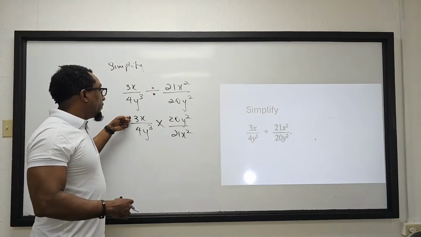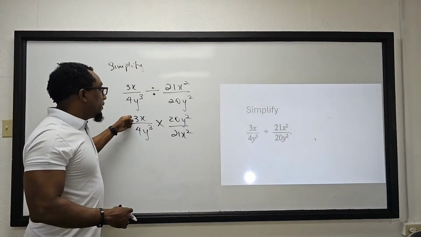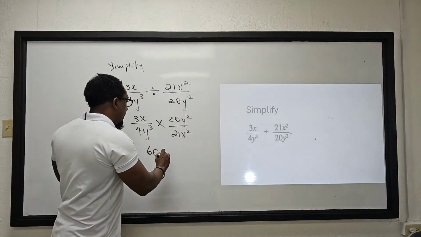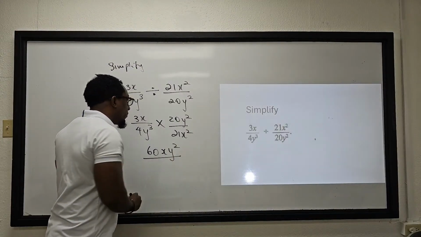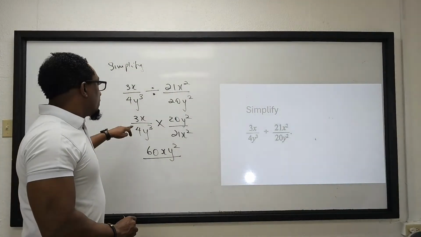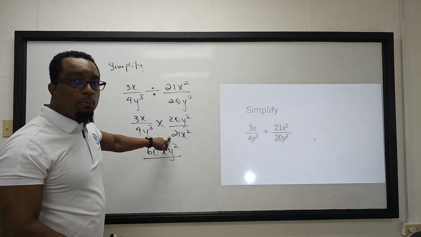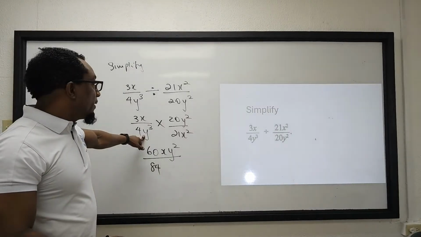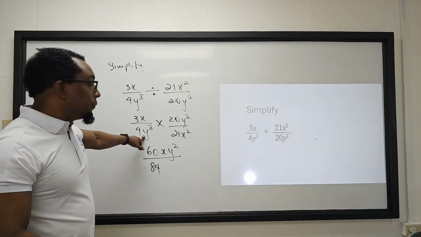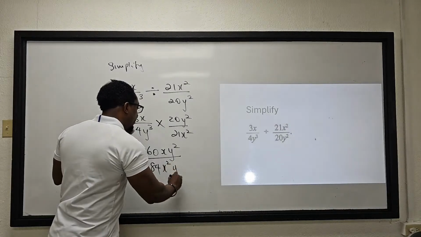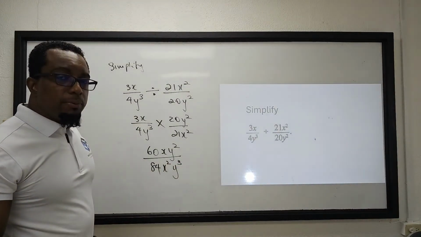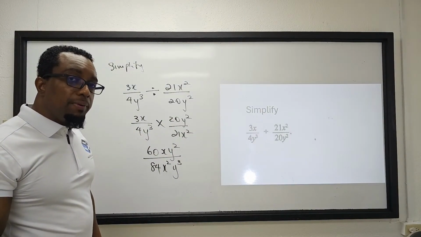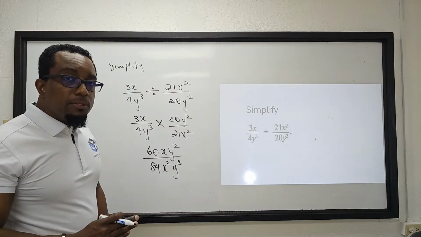So you can multiply 3x by 20y squared. 3 by 20 will give us 60. And x by y squared is the same as xy squared. Over, let's multiply. 4 by 21 will give us 84. And y to the power of 3 by x to the power of 2 will be the same as x squared y cubed. So the reason why I wrote it in that format, so you can see x under x, y under y. So when you're applying your law of division, you see like variables under each other.